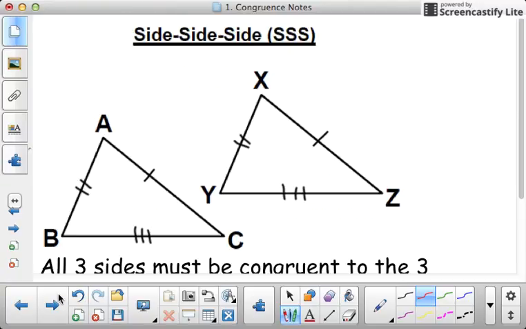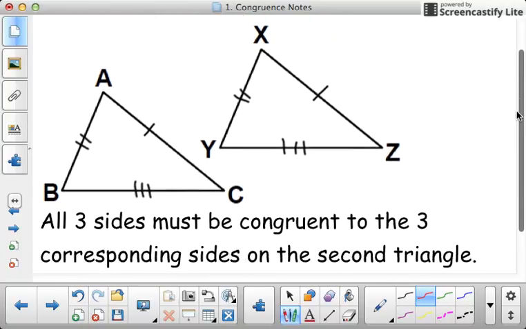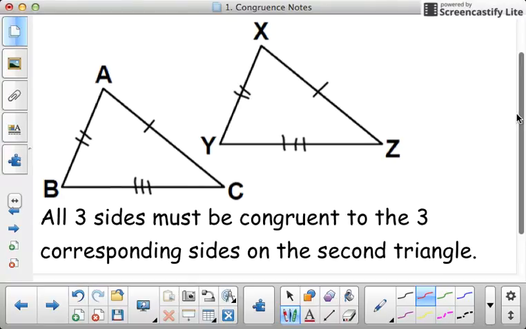So my first way to prove that triangles are congruent without having to say that all the angles and all the sides are congruent is by saying side, side, side. And we list this as SSS. However, we say side, side, side. When I look at side, side, side, in order to prove that triangles are congruent, I have to see that all three sides are congruent to the three corresponding sides on the second triangle. What that means is exactly what your picture looks like.